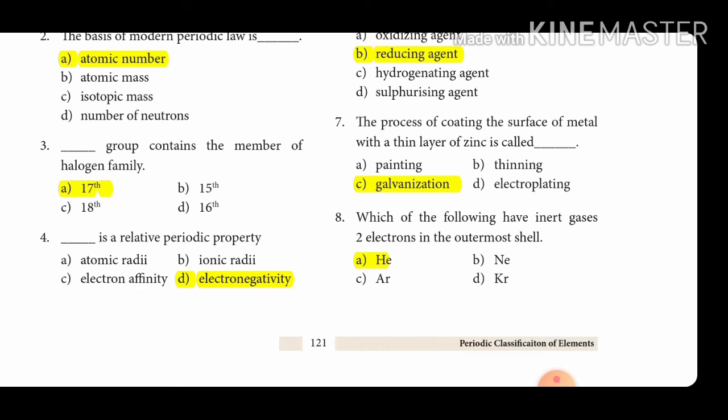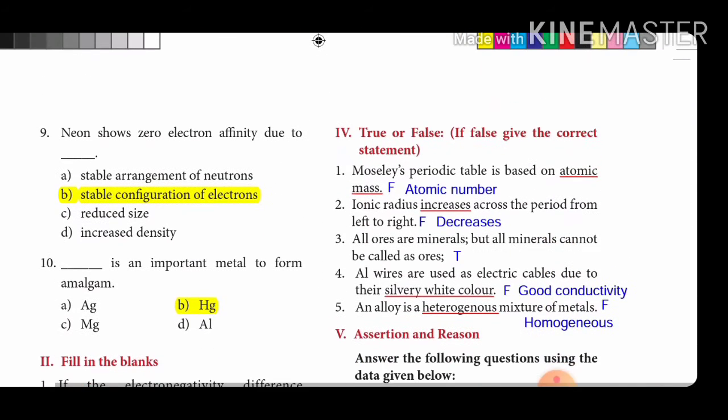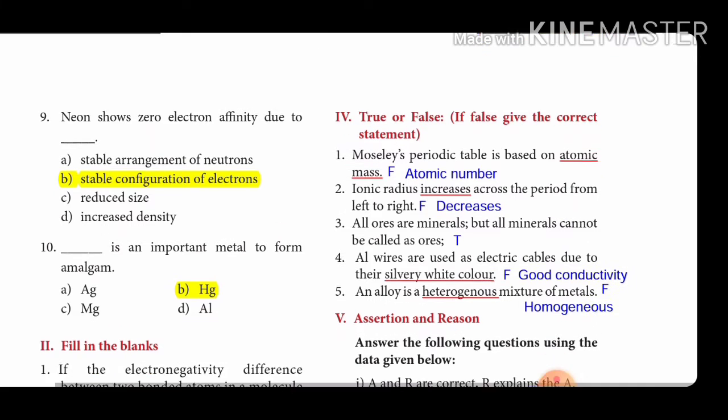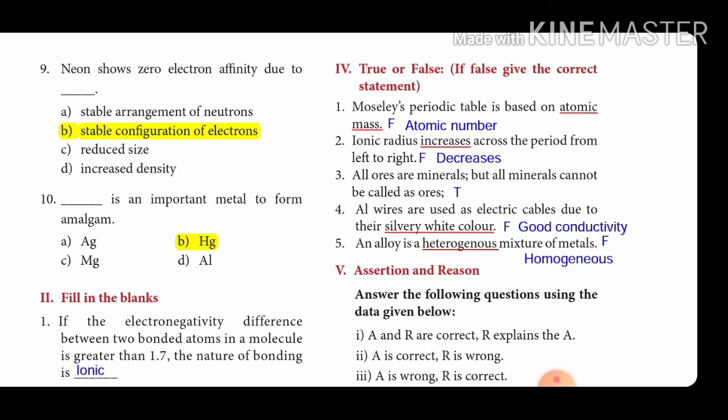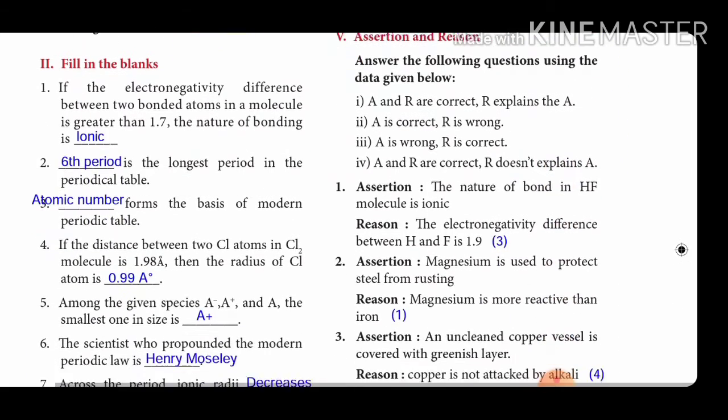Eighth one, which of the following inert gases has 2 electrons in the outer shell, that is helium, He. Ninth one, neon shows 0 electron affinity due to dash, that is stable configuration of electrons. 10th one, dash is an important metal to form amalgam, here Hg. Second Roman letter, fill in the blanks.